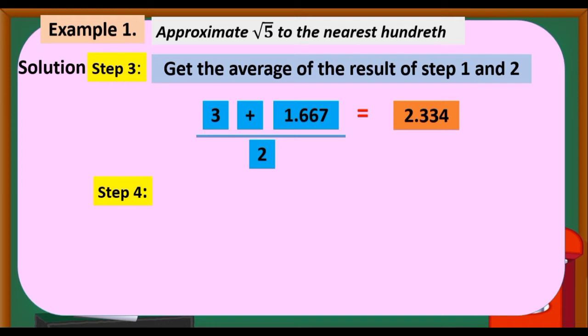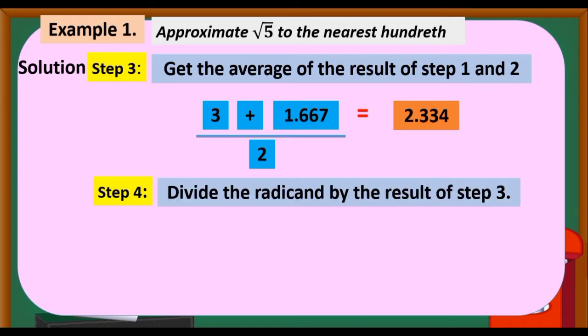Now, what is step 4? Divide the radicand by the result of step 3. So, we divide again. 5 divided by 2.334. We can use a calculator. And that is equal to 2.142. Or we can also approximate. So, 5 divided by 2.34 is approximately 2.142. Remember our answers in step 3 and step 4.